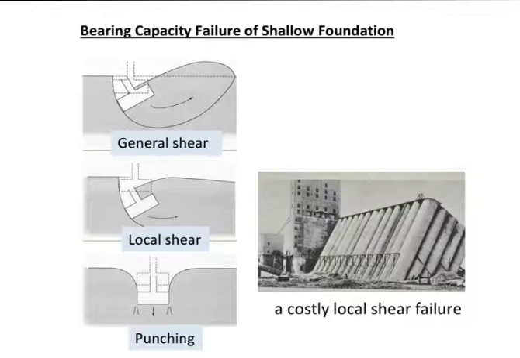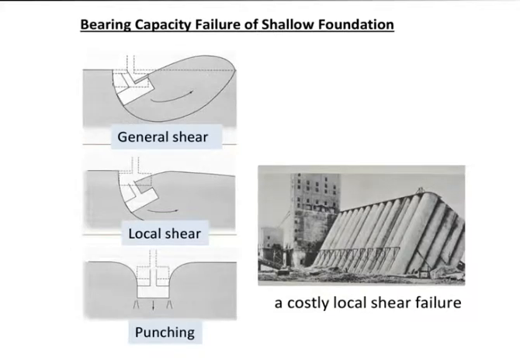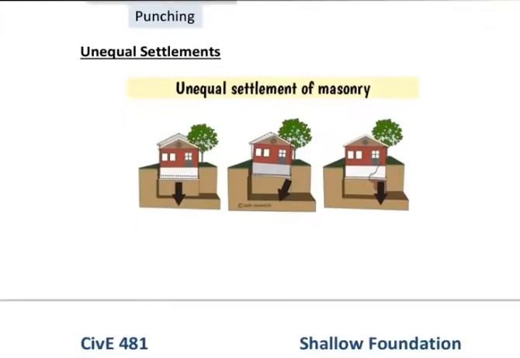The hazard related to shallow foundation comes out of two sources. That is the bearing capacity failure and unequal settlement. The bearing capacity failure consists of three modes: general shear, local shear, and punching shear failure. The photo to the right shows an example of costly failure of shallow foundation. Unequal settlement of the shallow foundations also causes a serious problem to the superstructure: inclination, cracks, and even collapse.